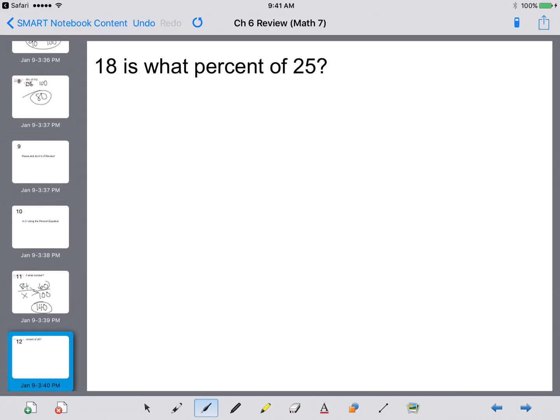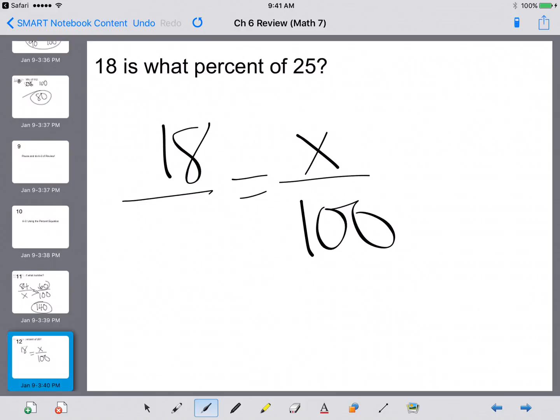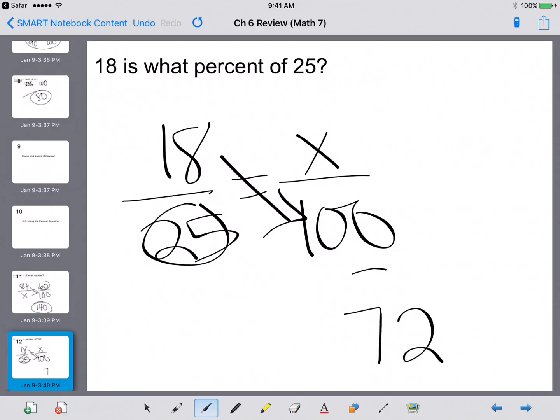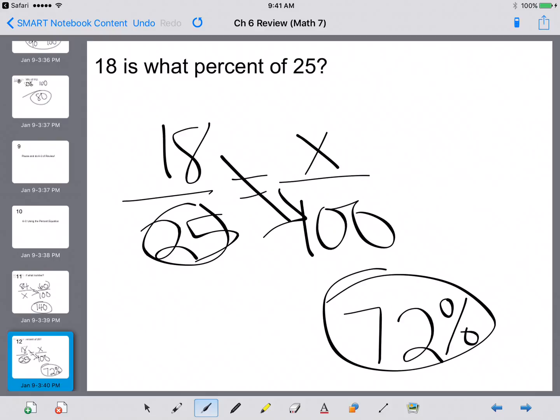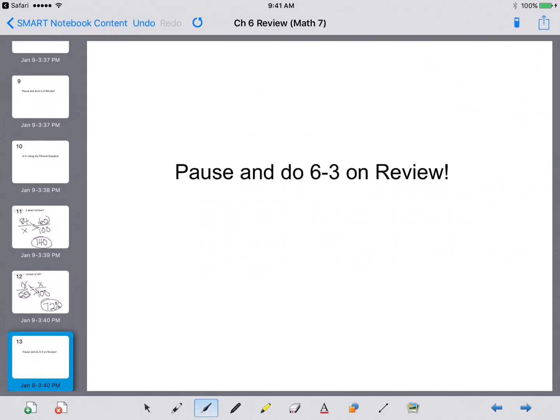Another example here, 18 is what percent of 25? So 18 is what percent, we don't know, of 25. Cross multiply and divide. 18 times 100 is 1,800. Divided by this 25 here, and we get 72. And that would be percent. So you can pause and do section 6.3. Hope this is going well for you.